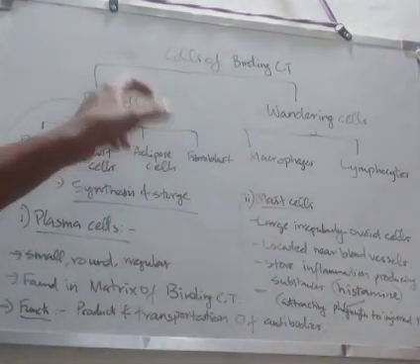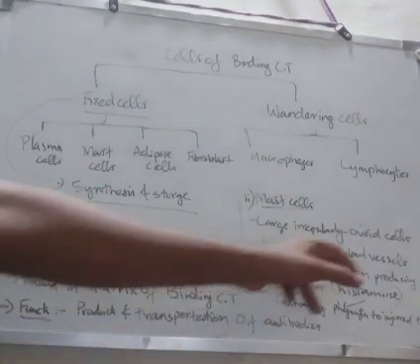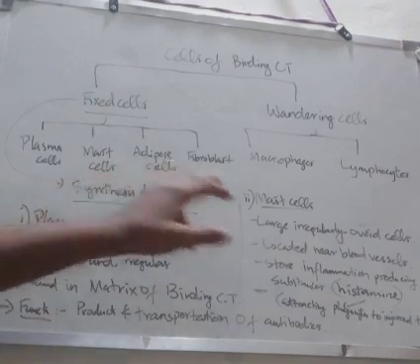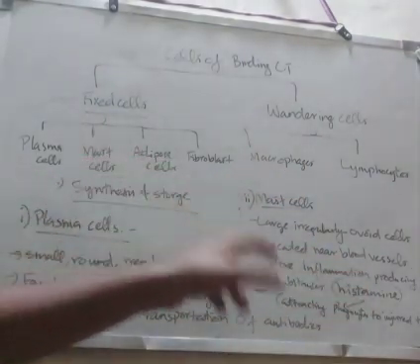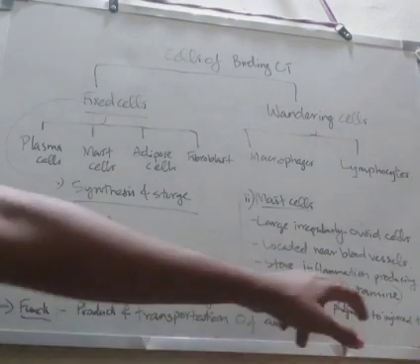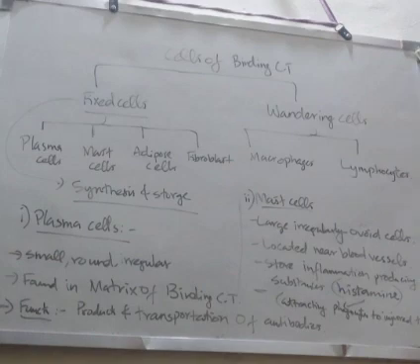And mast cells are also fixed cells, large irregularly ovoid cells located near blood vessels, and their function is storage of inflammation producing substances like histamine, and histamine's function is attracting phagocytes to injured tissue. Thus histamine helps in the defense mechanism, okay.